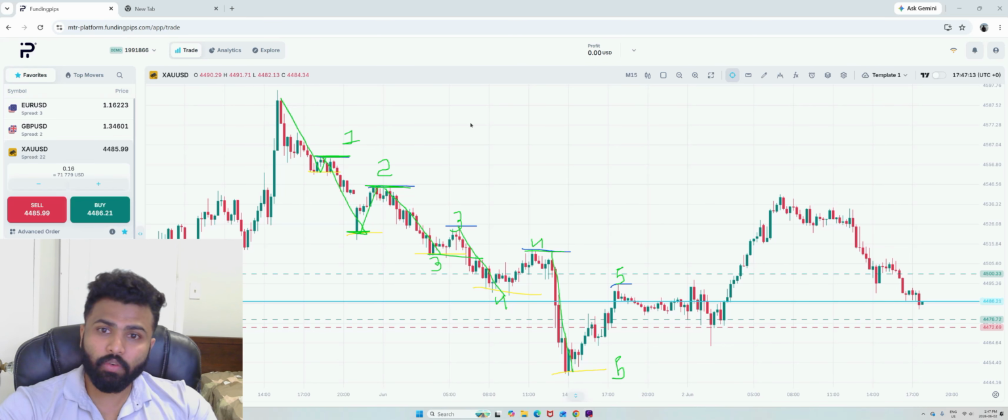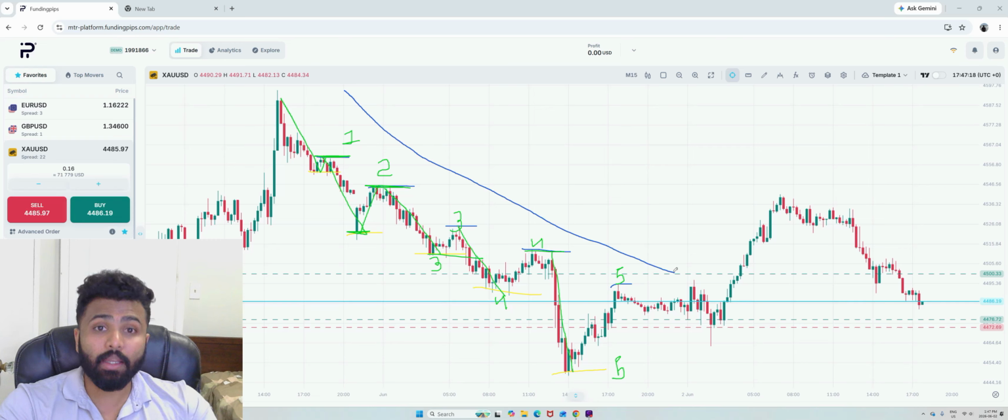Here is an important concept. As you can see, it was creating lower lows and lower highs and coming down in a trend. So that means the market is in a downward trend where it's creating lower lows and lower highs. Now, when to think that the market has changed its direction?